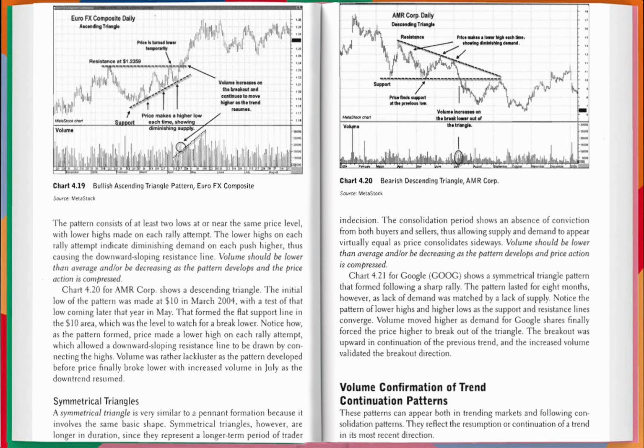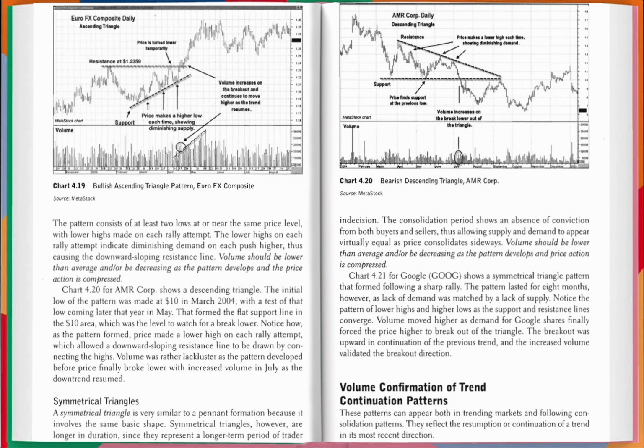Volume should be lower than average and/or be decreasing as the pattern develops, and the price action is compressed. Chart 4.20 for AMR Corp shows a descending triangle. The initial low of the pattern was made at $10 in March 2004, with a test of that low coming later that year in May. That formed the flat support line in the $10 area, which was the level to watch for a break lower.